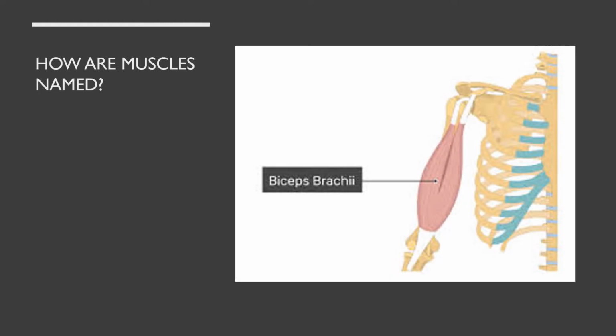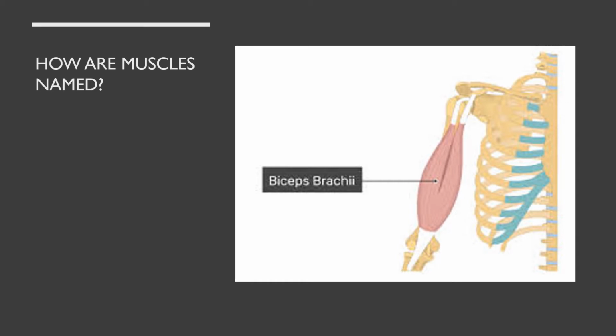Now, when we're talking about how muscles are named, there are approximately 656 muscles in the human body. By all means, I don't expect you to know the names of all of them. Instead, what we're going to do is talk about how the muscle names are derived, so you should have an idea of why we call muscles certain names. And the muscles that I identify in this lecture are the ones that you should know.